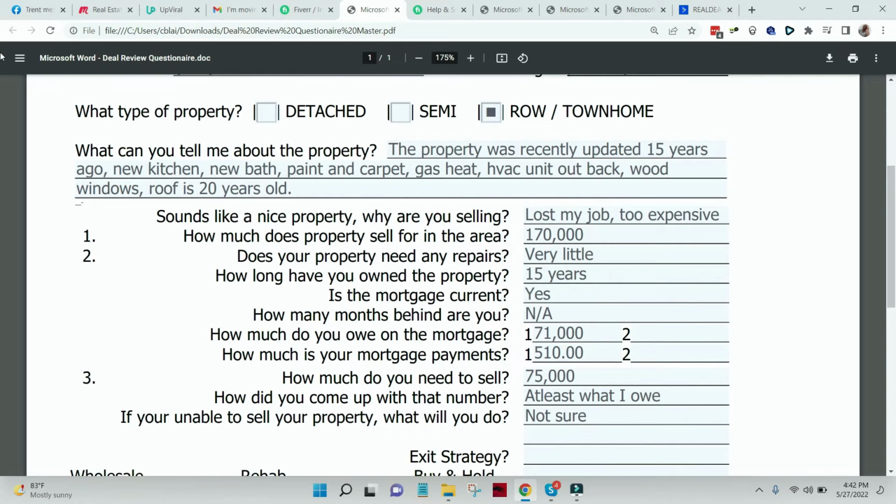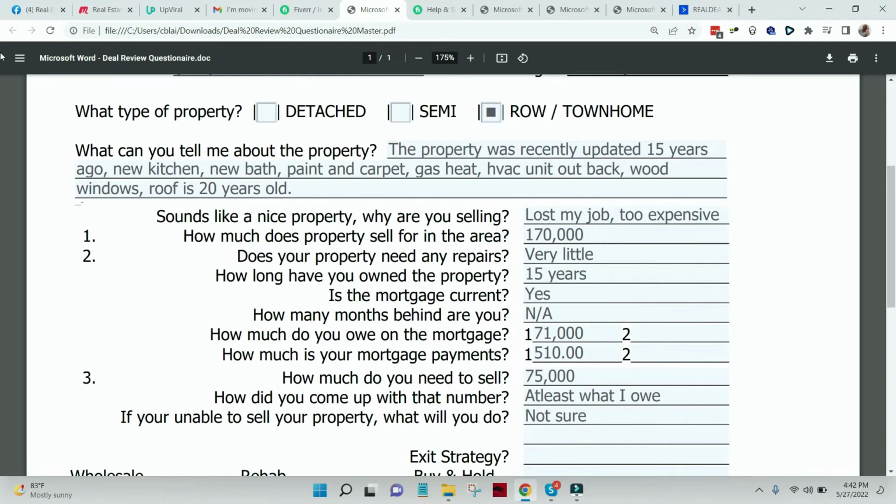How old is the kitchen? How old is the bathroom? When's the last time it's been updated? How old is this roof? Is this the same roof you had on the property when you moved in? What about your HVAC unit? Do you have gas heat? Do you have windows that are wood, or do you have replacement windows? All of this goes into the valuation of the property, and that's the reason why I asked, does the house need any repairs? Because I want to follow up and try to get an answer as to what kind of repairs are needed.